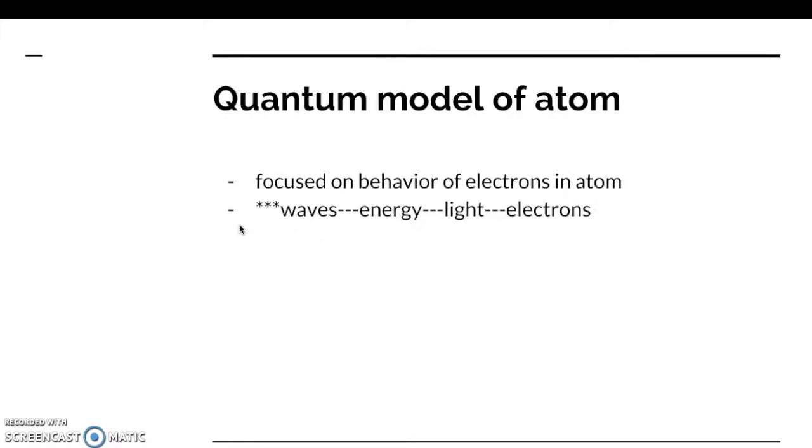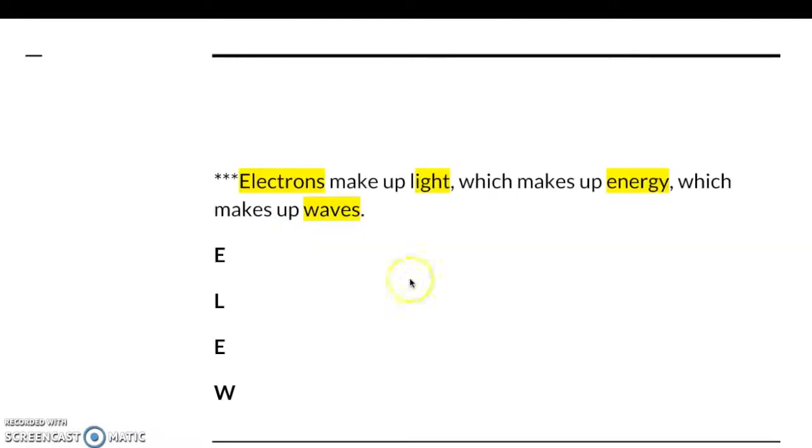So let me explain the quantum model of the atom. Basically, electrons make up light, which makes up energy, which makes up waves. So the quantum model just is focused on the behavior of electrons. So to remember that, we could say electrons, light, energy, and waves.